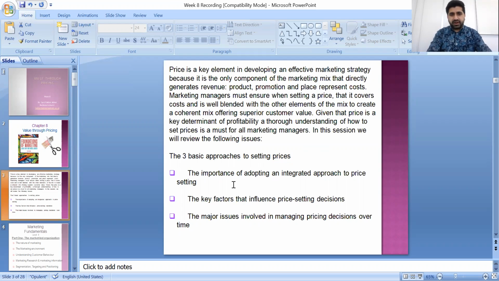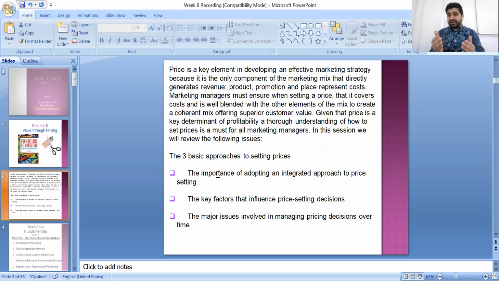Number one, we will talk about the importance of adopting an integrated approach to price. Then we will discuss the key factors that influence the price setting decision, and then we will discuss the major issues involved in managing price decisions over time.